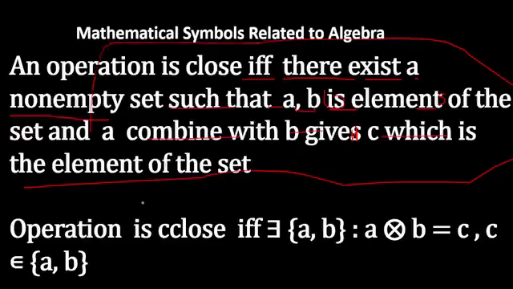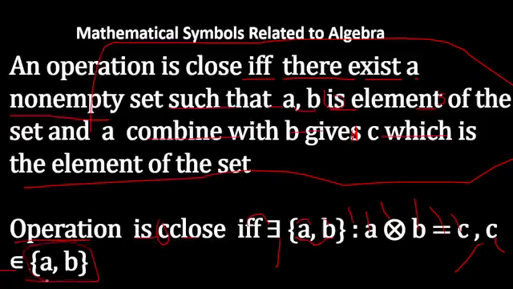So let us try to see the mathematical implication. Operation is closed. Just remove this C. I'm so sorry for that. If and only if there exists a set that contains A and B, that is to say, A and B are elements of this set, such that A combined with B is C, and C is an element of the set. That is when the operation is closed.